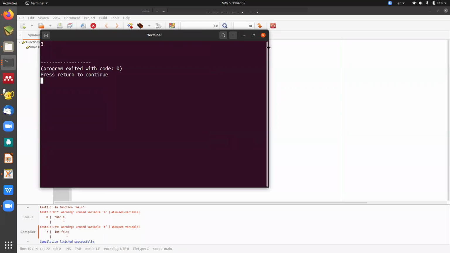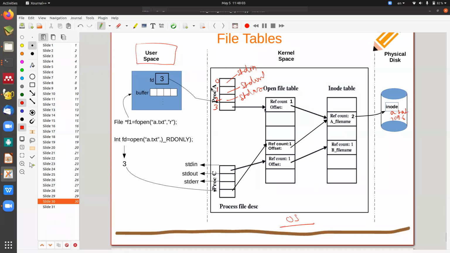Now my question is, where is this file descriptor stored? Where does this file descriptor table get stored? Meaning, where does this reside?